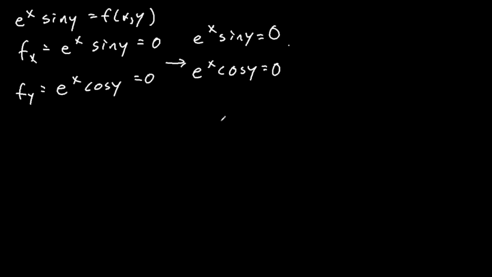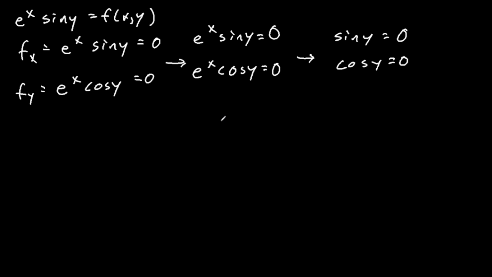Like infinitely close to 0? I don't know. Go ask your math teacher. But this equation just turns out to be sine of y is equal to 0, and cosine of y is equal to 0, because at no time can e to the power of x equal 0. This will always be some positive number.